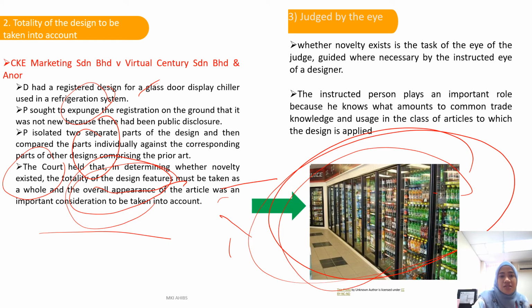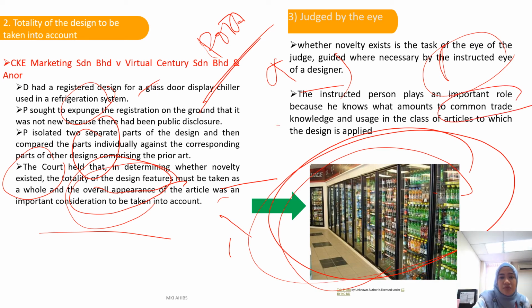Okay, third is judged by the eye. Okay, whether novelty exists is the task of the eye of the judge, guided when necessary by the instructed eye of the designer. So the eye of the designer here, perhaps we may refer to it as POTA, as in patent. Okay, why? Because they are the person who play an important role. They know what amounts to common trait of knowledge and usage.